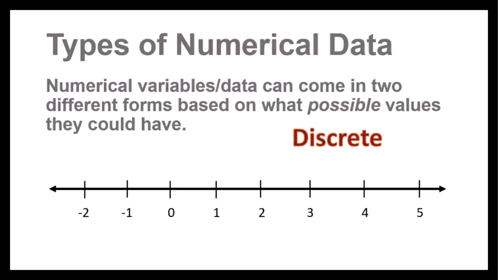An example of discrete data would be the number of siblings someone has. Someone might have no siblings, somebody might have 2, somebody might have 5, somebody might have 25, but this is always going to be a whole number. Nobody's going to have 1.5 siblings or 2.78 siblings. That's not going to happen with discrete data. Discrete data is often whole numbers, although it doesn't have to be whole numbers.